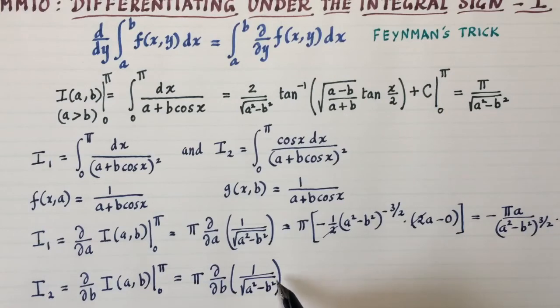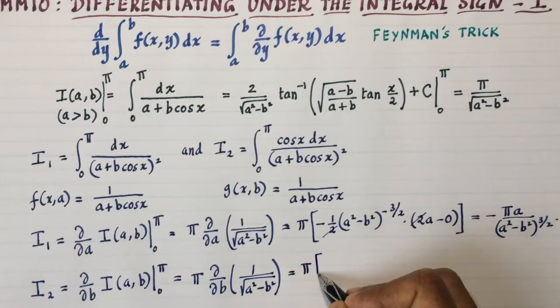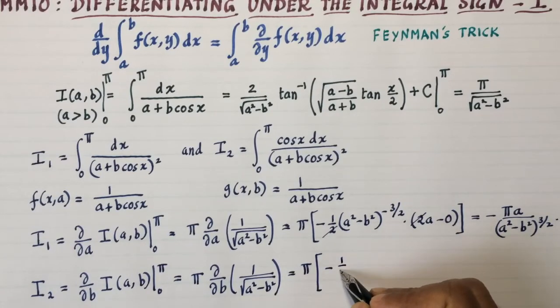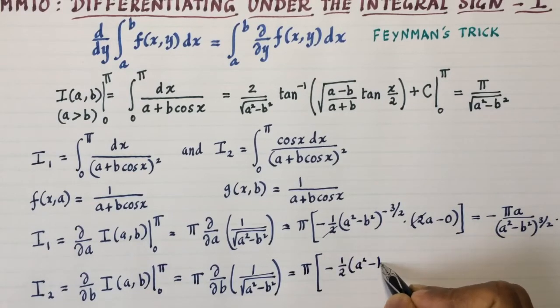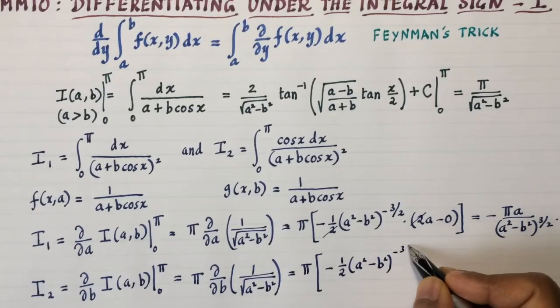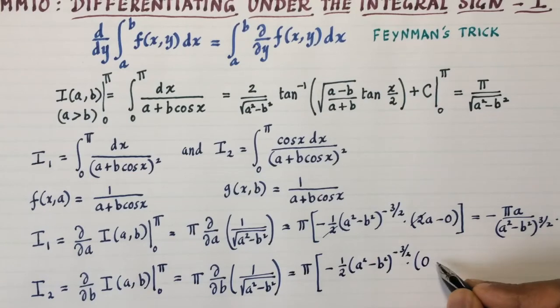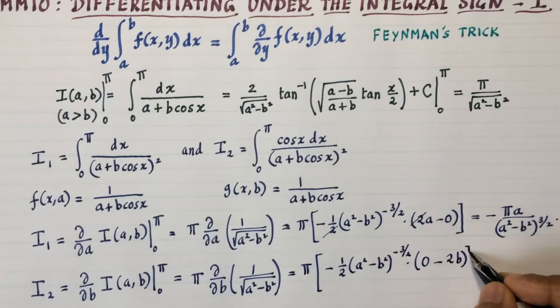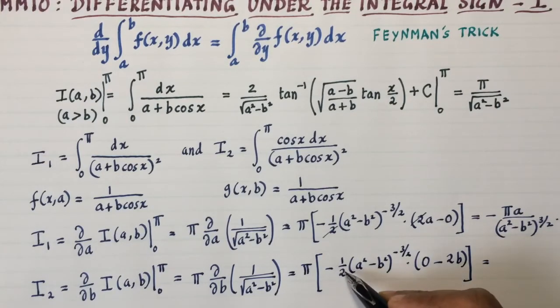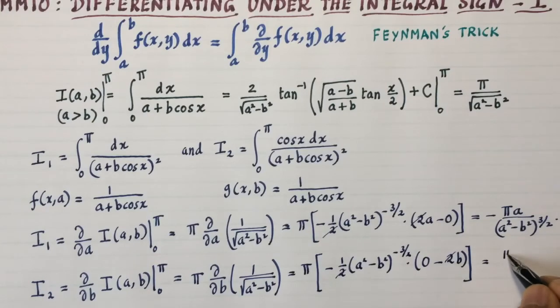Okay, now let me just go ahead and do this. It's not too much writing. So this is minus half a squared minus b squared to the power negative 3 halves times, this time a is considered a constant, so it's 0 minus 2b. And the only difference now is that the minus sign disappears because minus of a minus is plus. That 2 still cancels. So I'll get pi times b divided by a squared minus b squared to the power 3/2.